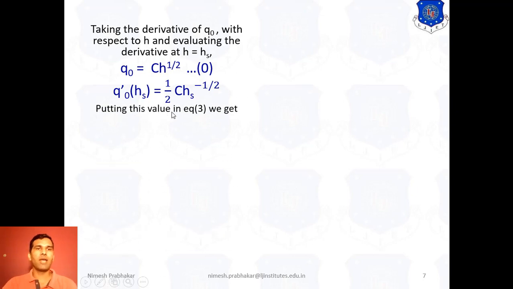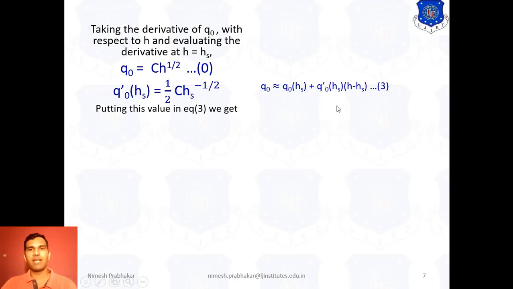So we can take the derivative: Q0 dash (h_s) is equal to 1 by 2 C h_s raised to minus 1 by 2. Simply, the derivative of C H raised to 1 by 2 is 1 by 2 C H raised to 1 minus 1 by 2, and 1 minus 1 by 2 is equal to minus 1 by 2. Now, putting this value in equation number 3, that means we put the Q0 dash value in this equation.